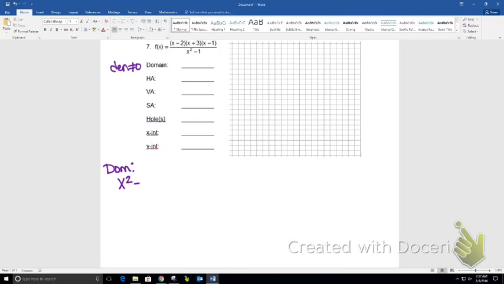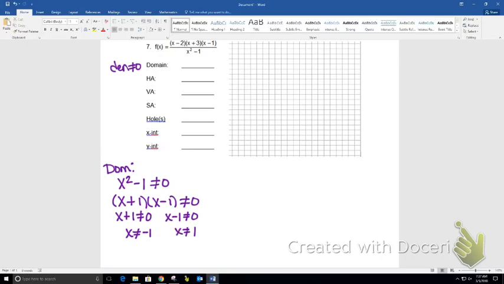x squared minus 1 cannot equal 0. What can we do with that? You can factor it. So it's x plus 1 and x minus 1. Good, because it was a difference of squares. And what do we do? Set them both not equal to 0. And so we get x cannot equal -1 and x cannot equal 1.